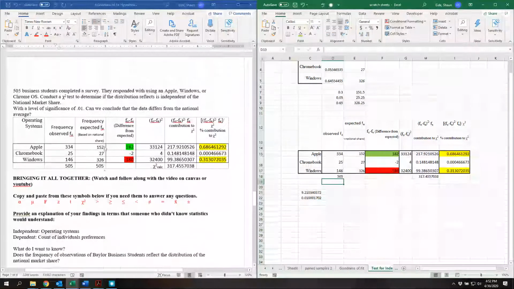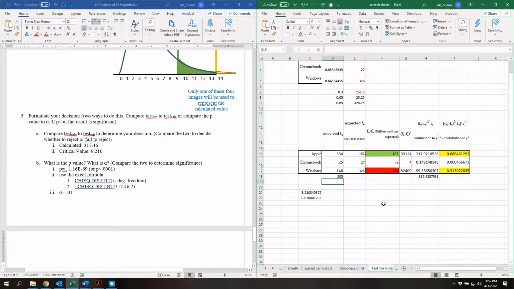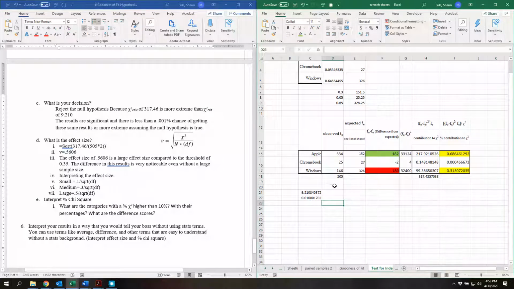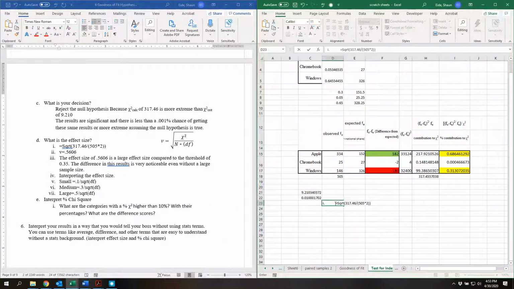Yep, 505 observations. And when we've got 505 observations, multiplied by the degrees of freedom, which is going to be 2. So if you take this formula right here, this is saying, hey, take the square root of 317.46 divided by 505 multiplied by 2. Okay? And so what is that? It's going to be 0.5606.